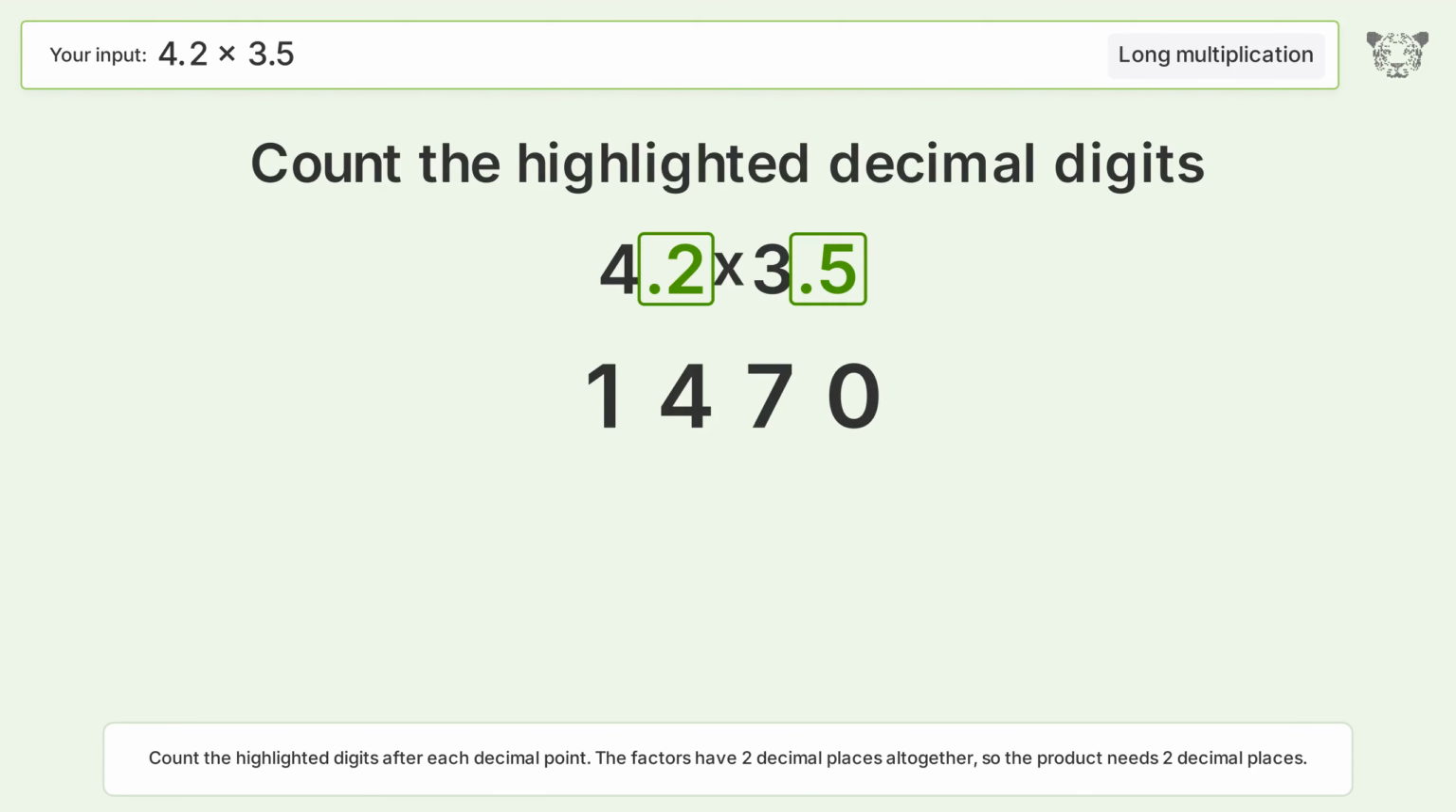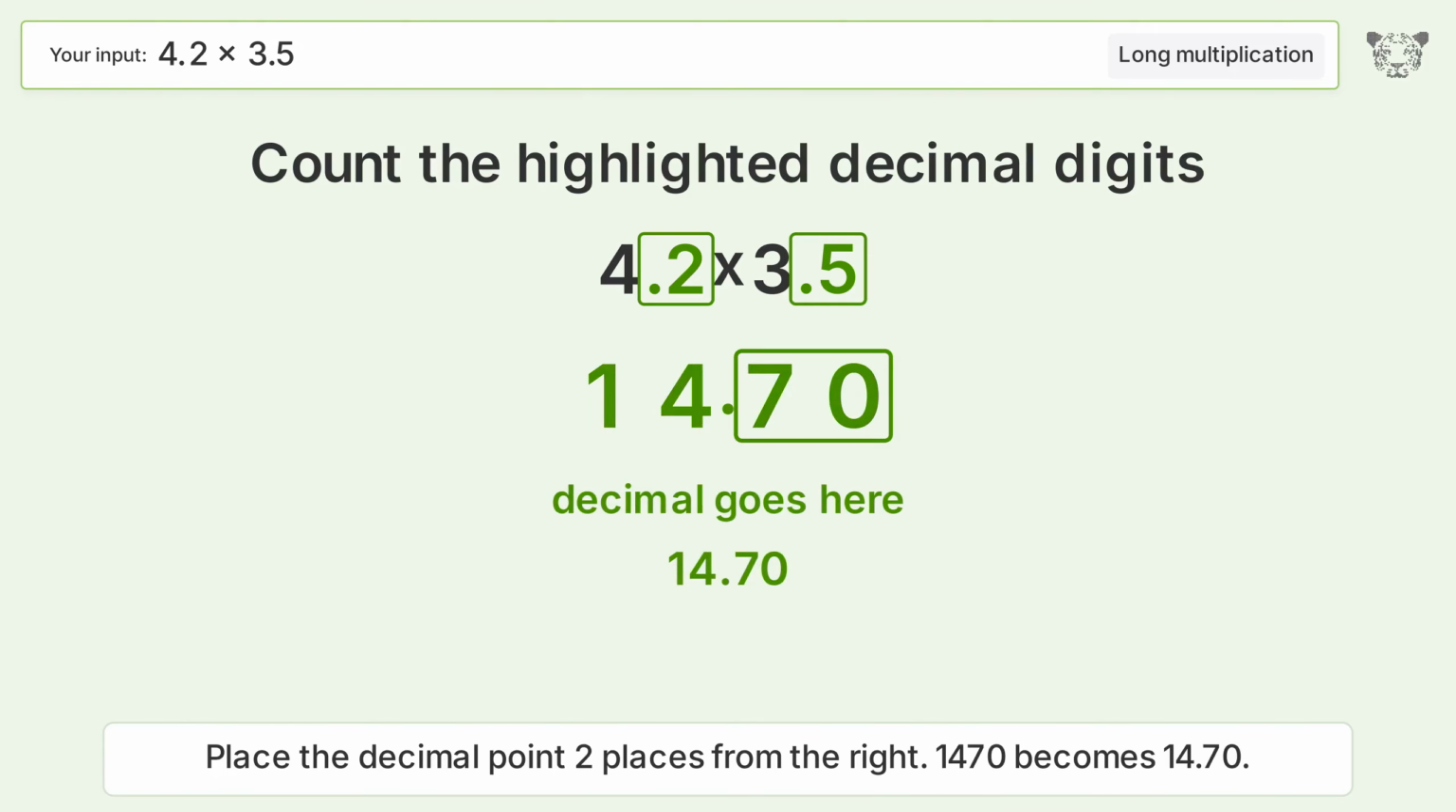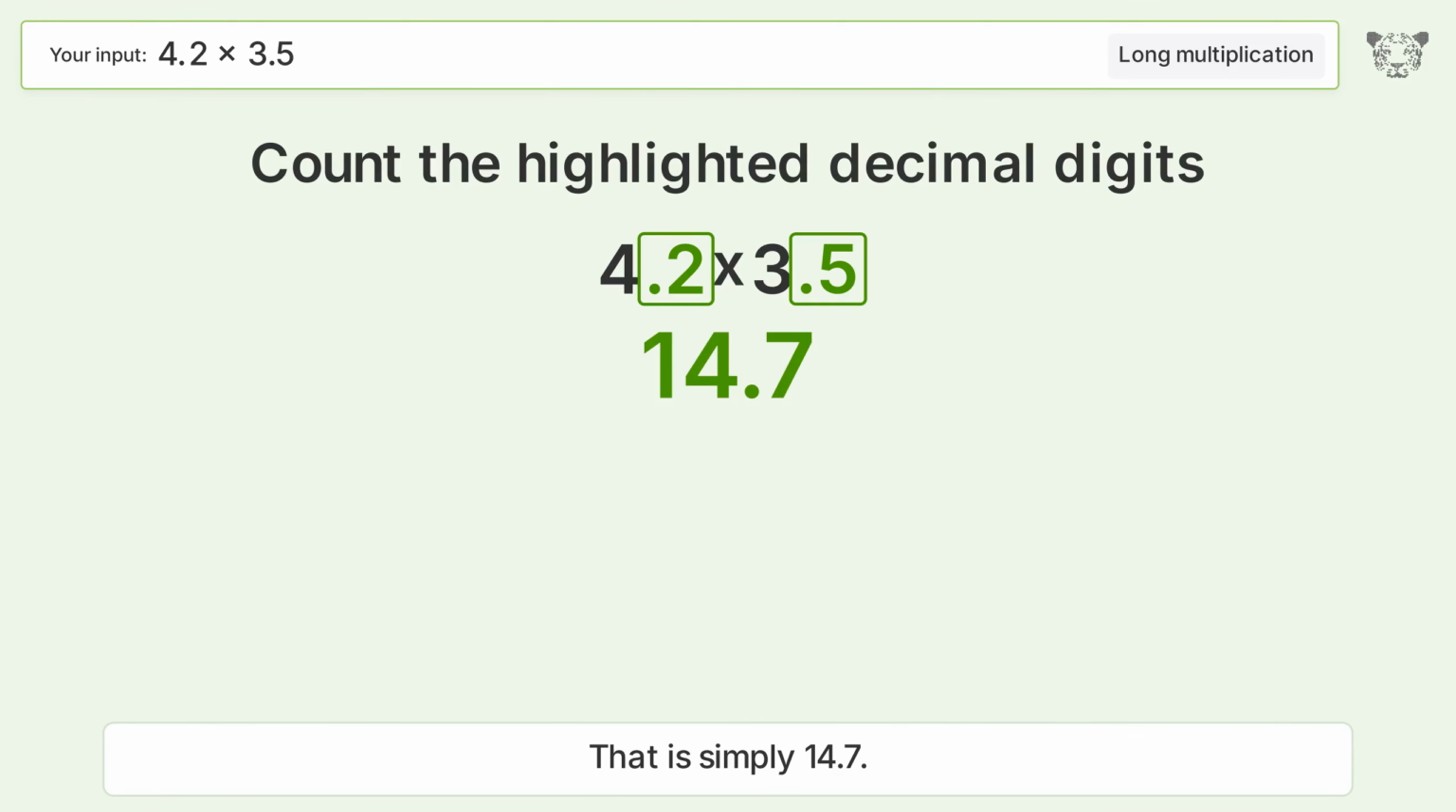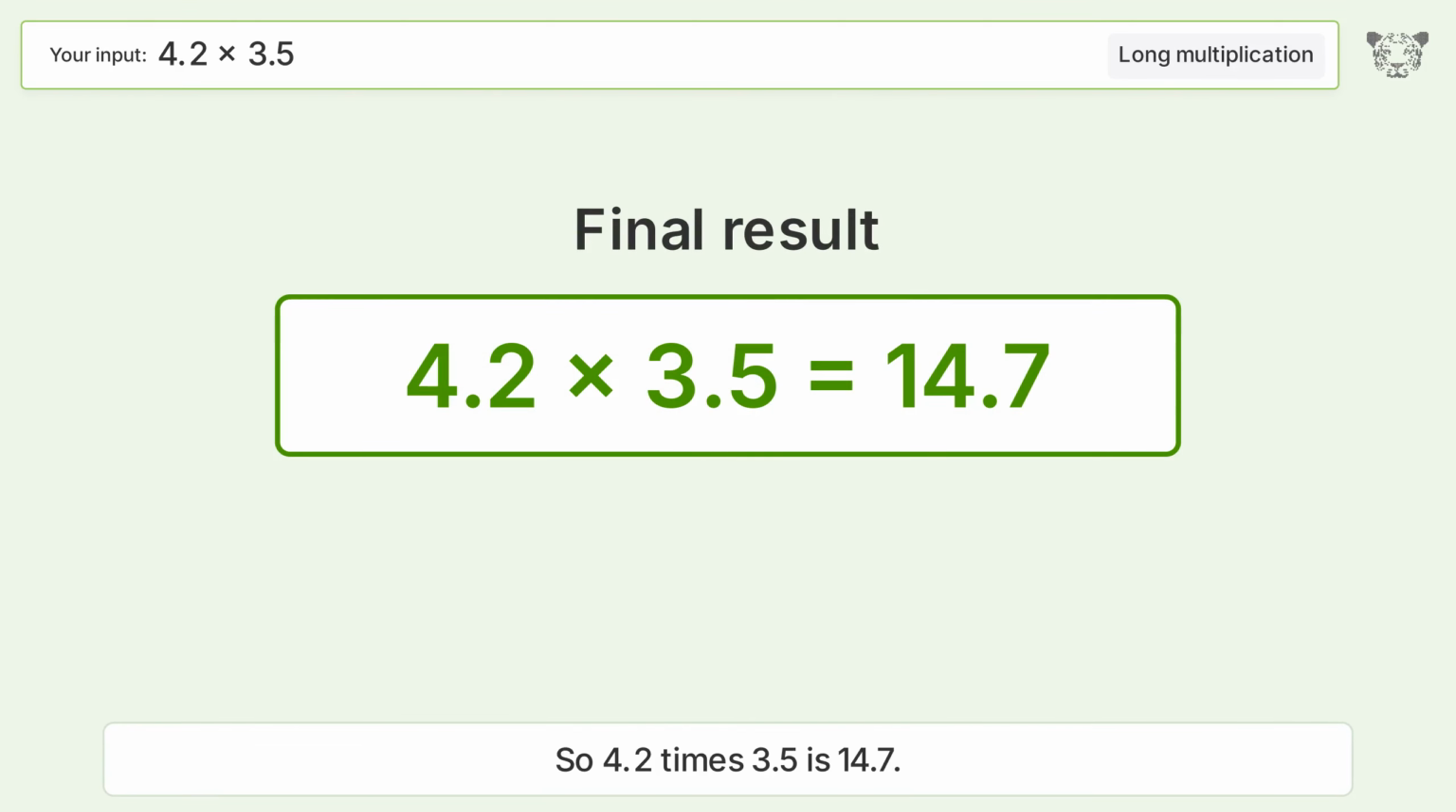Count the highlighted digits after each decimal point. The factors have 2 decimal places altogether, so the product needs 2 decimal places. Place the decimal point 2 places from the right. 1470 becomes 14.70. That is simply 14.7. So 4.2 times 3.5 is 14.7.